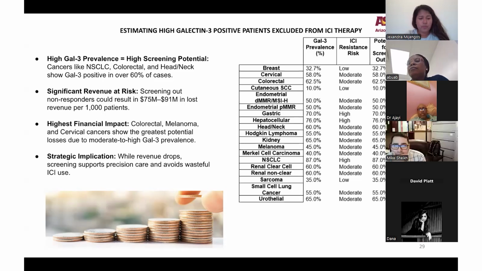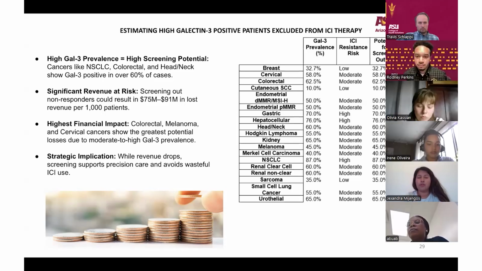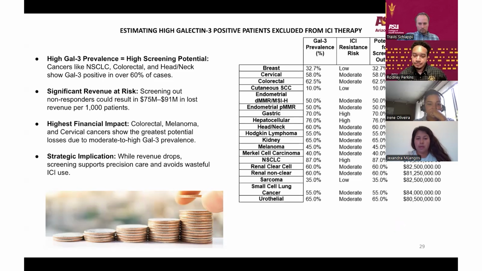Overall, we estimated 320,000 to 380,000 patients per year that can be screened out of ICI therapy due to this high galectin-3 expression. And this would reduce the exposure again to those ineffective treatments. And also they will save this money because there will not be wasting this money on a treatment that will not work out for you. Also optimizes the resources allocation towards the more suitable options.